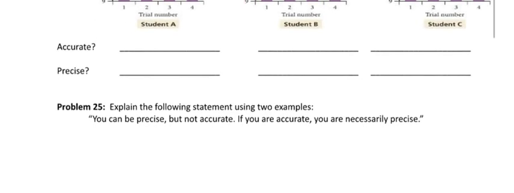So it says explain the following statement using two examples. You can be precise but not accurate. I've already given you examples. If your equipment is not calibrated, you could have very similar answers but not close to what it should be. It says if you are accurate, you are necessarily precise. I disagree. If your average works out to be the true value, but your answers are all over the place, you are not precise. So the second statement I disagree with. The first one I agree.